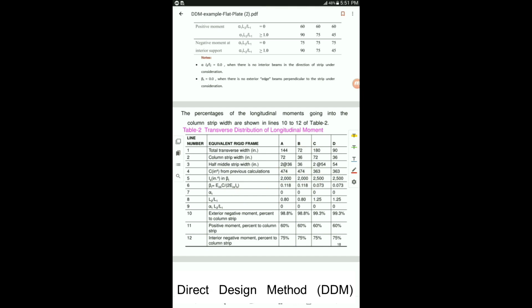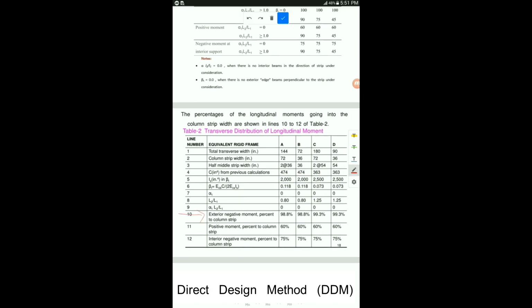These are the percentages shown here for the moments which have been distributed to column strips. At row 10, this is the transverse distribution of the exterior negative moment, meaning for location 1. So for location 1, 98.8% is going to go to a column strip and the rest will go to the middle strip. Similarly, the 11th row is showing you the percentage distribution of positive moment, meaning for location 2 and location 5. These will be the percentages.